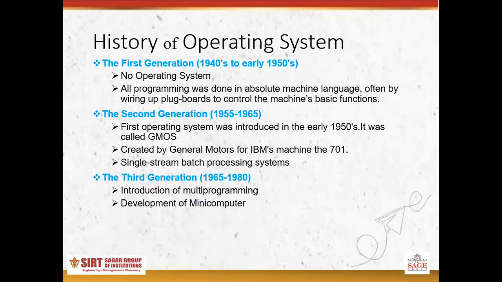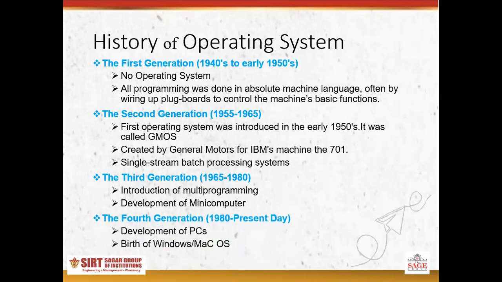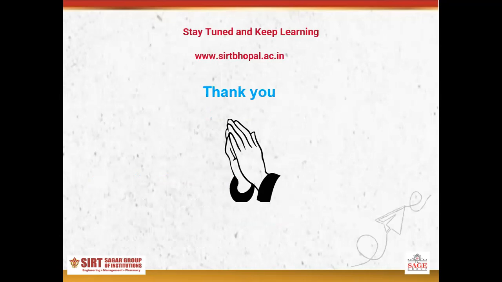The third generation, 1965 to the 1980s, introduced the multi-programming operating system and the development of minicomputers. The fourth generation is from the 1980s to the present day: the development of personal computers, and the birth of Windows, Mac OS, Linux, Unix, and all the operating systems we are using currently. So that is about today's video.